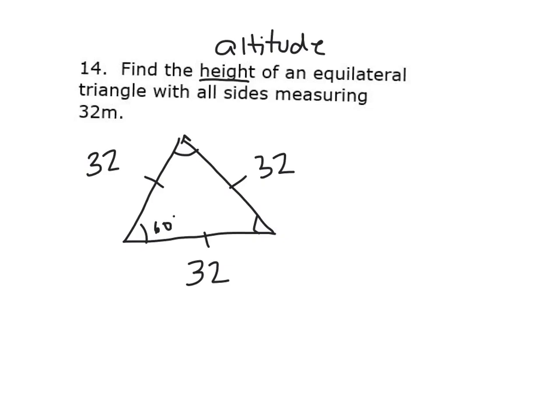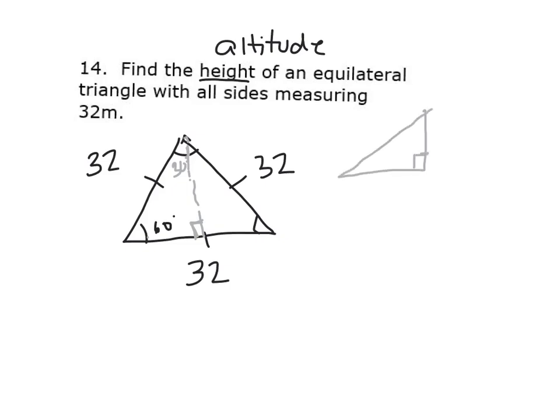60 degrees. If we're looking for the height, that means we want 90 degrees perpendicular from the base, and it's going to end up going through the vertex. So we have a 90-degree angle, a 60-degree angle. That means this left half has an angle degree measure of 30 degrees. This gives us another special right triangle.